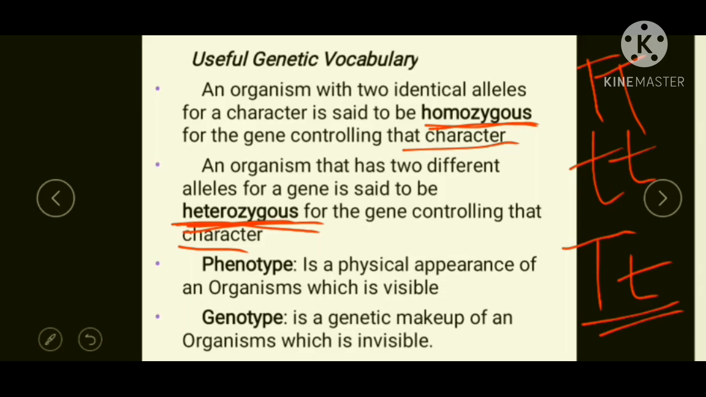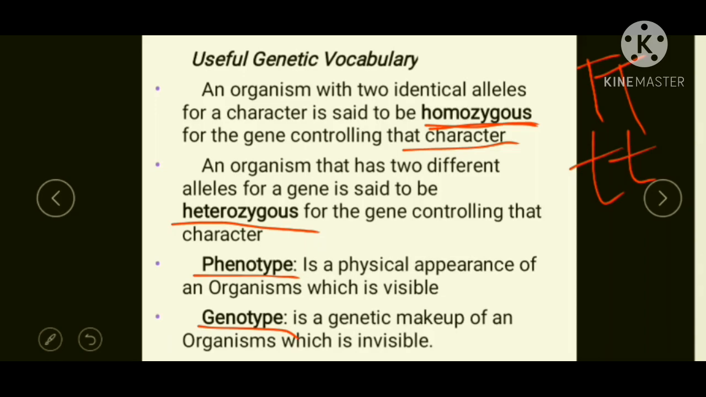The other important thing is phenotype and genotype. Phenotype means the physical appearance of an organism which is visible. When we observe an organism physically, we can see by the naked eye whether it is tall or short. The physical appearance of an organism is known as the phenotype. And the genotype is the genetic makeup of an organism which is invisible.